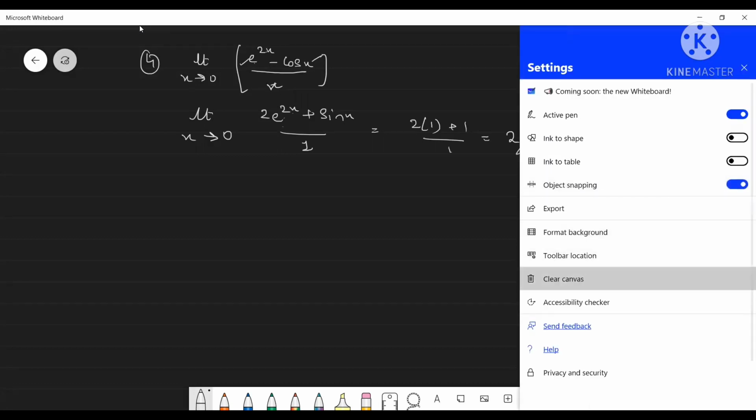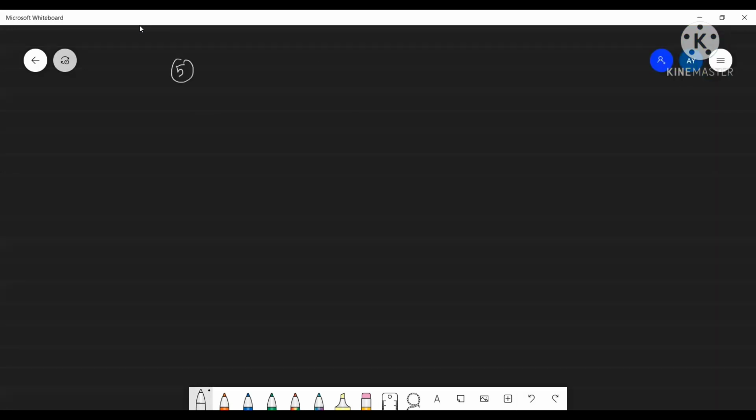The fifth question. It is a bit lengthy. Limit x tends to infinity, x cubed by e power 2x. Obviously, if you directly apply the limit, it is infinity by infinity form. Now you have to apply differentiation.